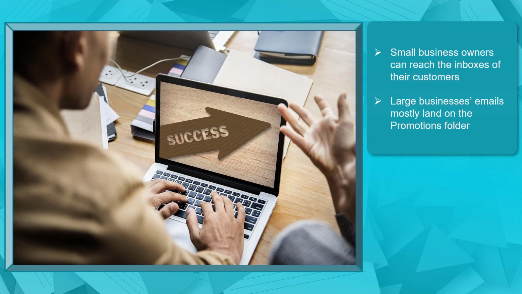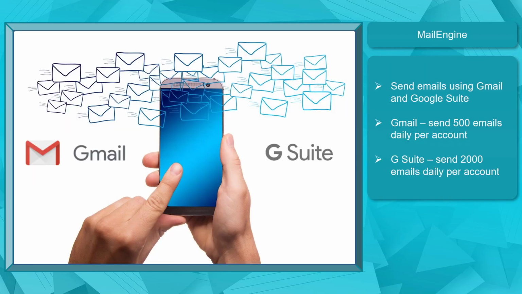Small businesses have more edge compared to large businesses, since large businesses send out more volume of mailouts than small businesses with a smaller list of subscribers. Most of the time, large businesses that send out tons of email promotions don't make it in the inboxes of their subscribers. MailEngine makes it easier for small businesses to send marketing emails using Gmail and G Suite. It has an integrated Gmail and G Suite API.